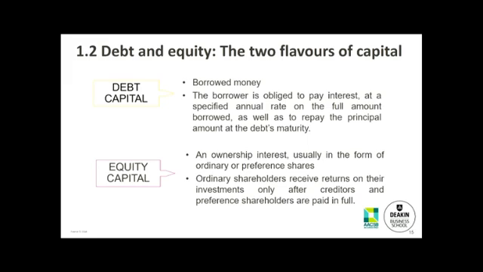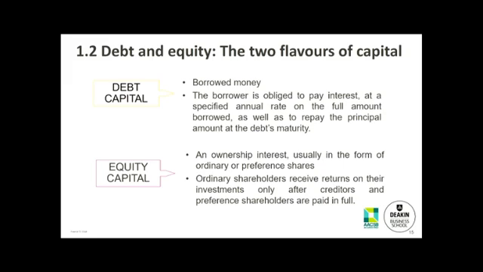If I fail to meet my debt obligation, what happens? Then the bank is protected by law. The bank can sue me, and the bank can take over my assets and sell them to get the money back. And that's called debt capital. If the company borrows money from the bank and cannot meet its debt obligation, that means bankruptcy, insolvency.